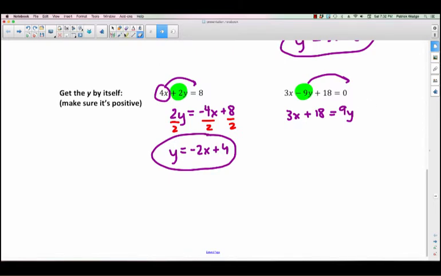Okay, now we want y all by itself. But we have a problem. We have 9 times y. So what do we got to do? We've got to divide everything by 9, all 3 terms. Okay, I'm going to start from the right. 9 divided by 9 is just 1, so we have 1y or just y. Good. 18 divided by 9 is 2.